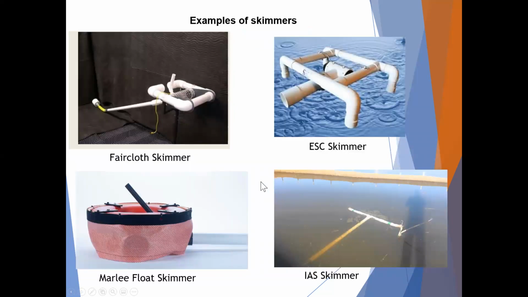So there are a number of different skimmers on the market. The Faircloth skimmer was the first one to really be out there. I'm sure you're familiar with it. Ours is the Marley Float. Looks a little bit different than most others. We have the Erosion Supply skimmer, which is very similar to Faircloth, and the IAS skimmer, and there may be others around, but these three or four are kind of the ones that we see most often.